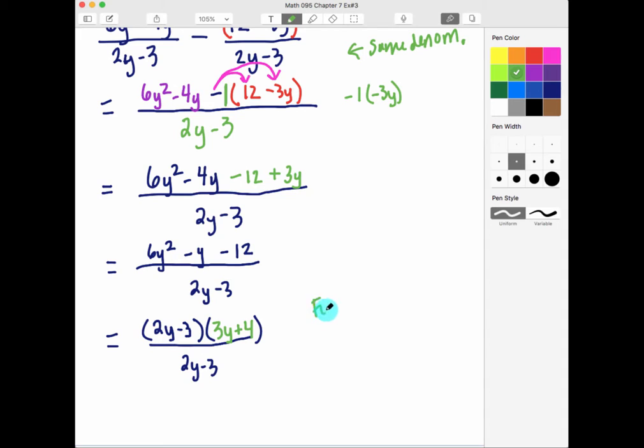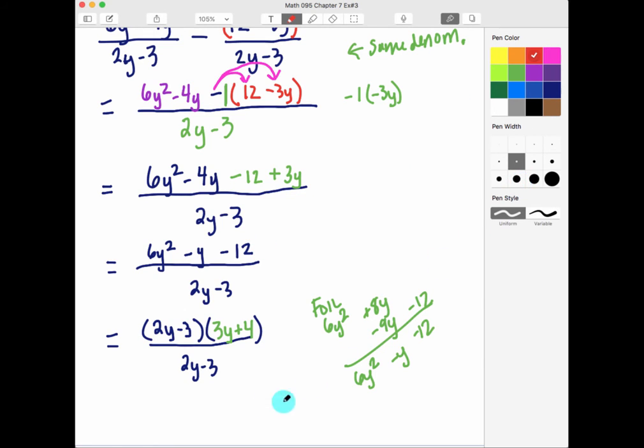So I'm going to check this real quick to make sure that I did this right. 2y times 3y, that's 6y squared. 2y times 4, so that's plus 8y. Negative 3 times 3y, that's minus 9y. And then negative 3 times positive 4, that's a minus 12. So let's see, it's 6y squared minus y minus 12. And yeah, that's what we started with. So it looks like I did do my factoring correctly.